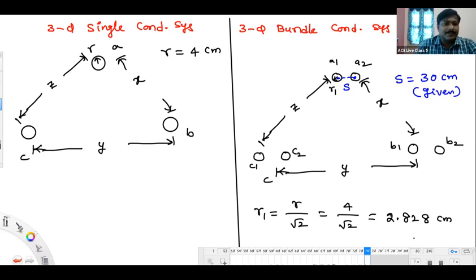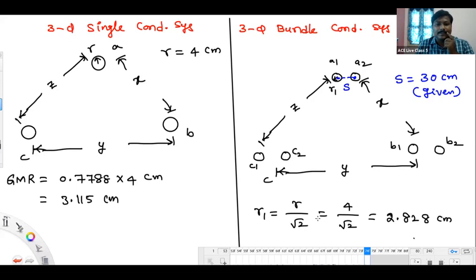Tell me please. In the single conductor system, just listen, concentrate. What is GMR of the single conductor system? It is simply 0.7788 into radius of the conductor. How much is this number? Please tell me. It is 3.115 centimeters. Okay, good.